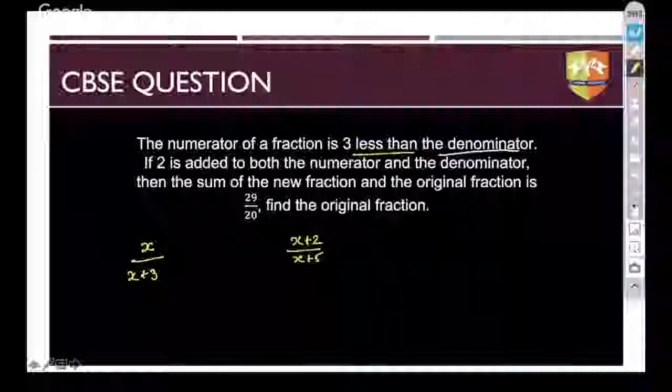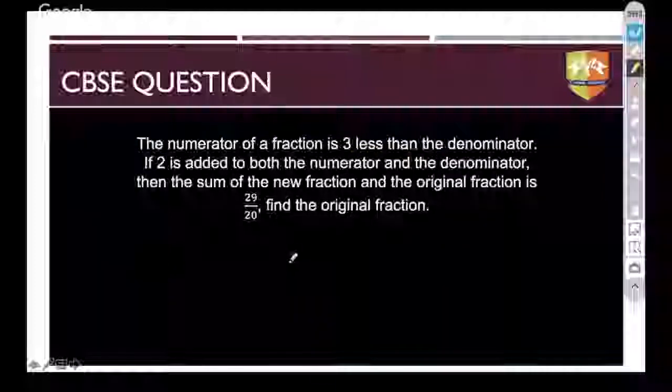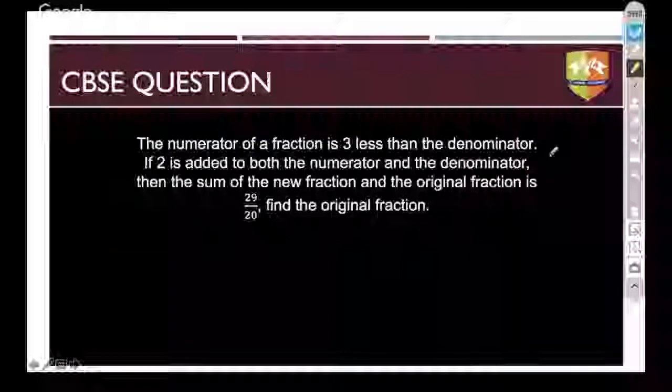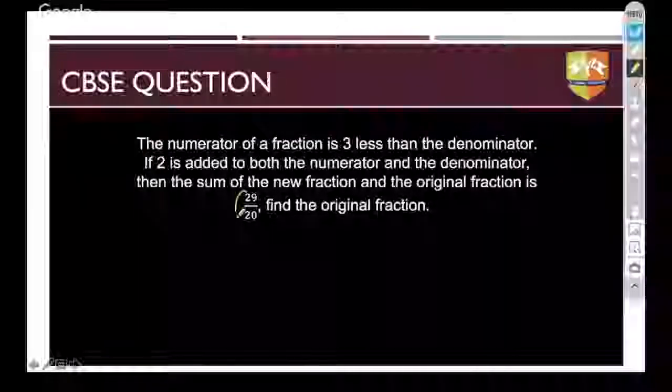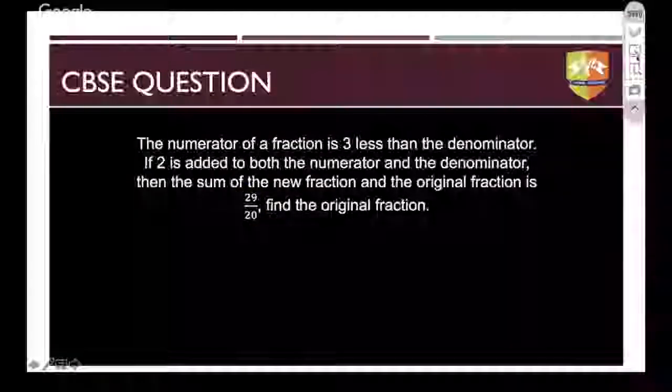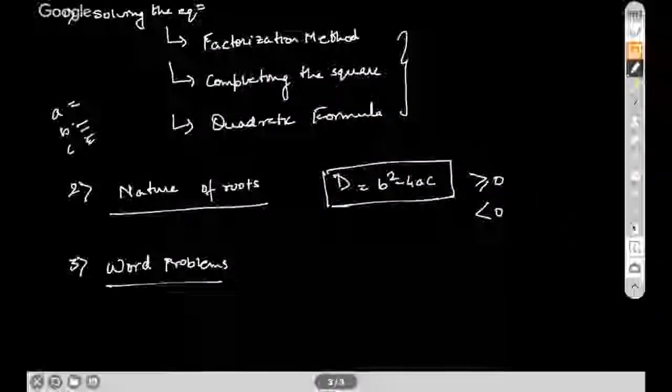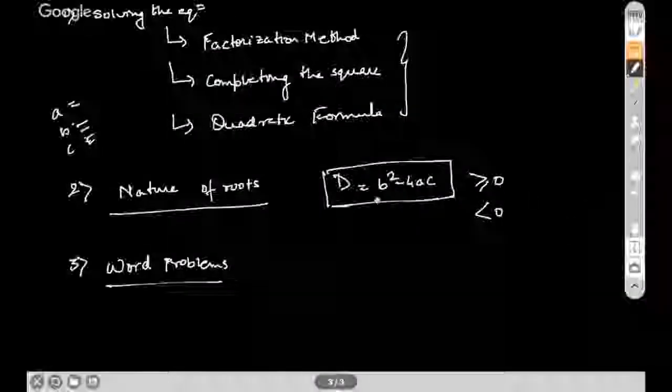So let me go to this slide and then solve it here. They're saying that the numerator is 3 less than the denominator, and 2 is added to both the numerator and denominator, and the sum of the two is 29 by 20.